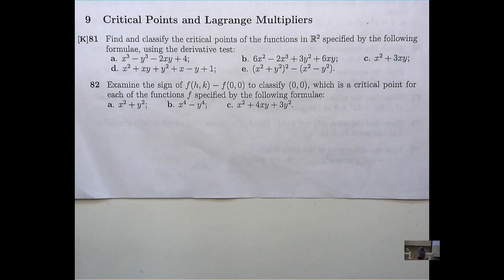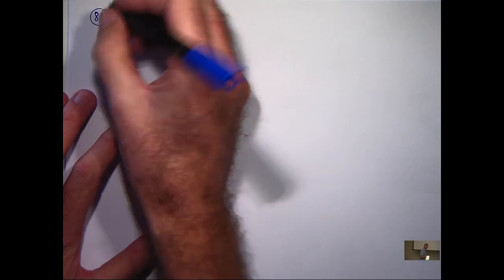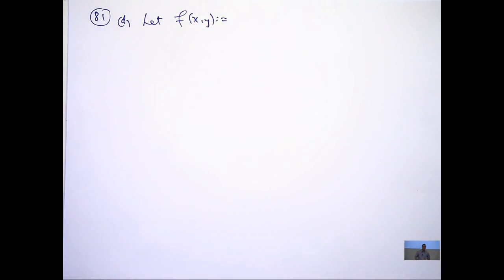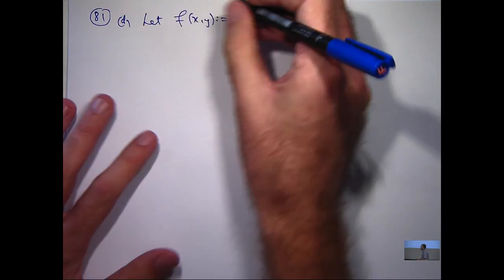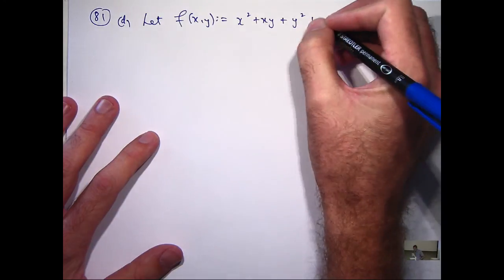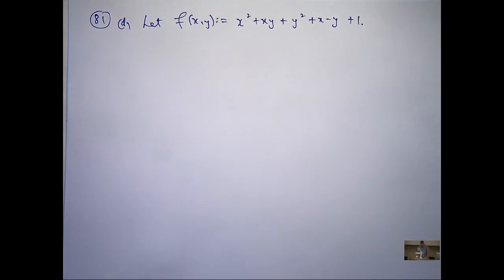So, essentially, we want to find and classify the critical points of all these functions. So I'm just going to choose D. That's just the one I chose. So our function of two variables is defined in the following way. And we're asked to find and classify the critical points.